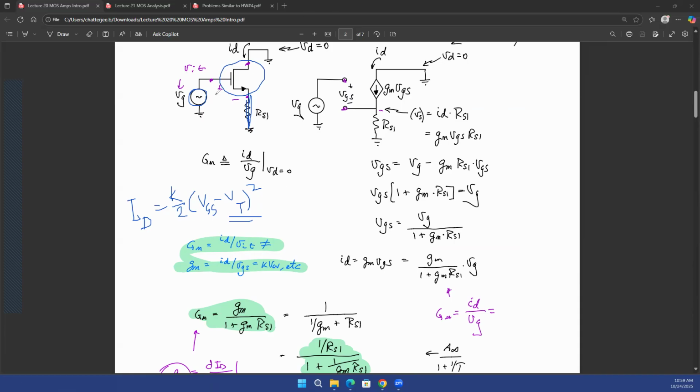Now, in this case, what will happen if you have this source resistance? What will be the effect of this VT going up or going down? Let's say my VT goes up. I replace this transistor with something else where my VT is larger.